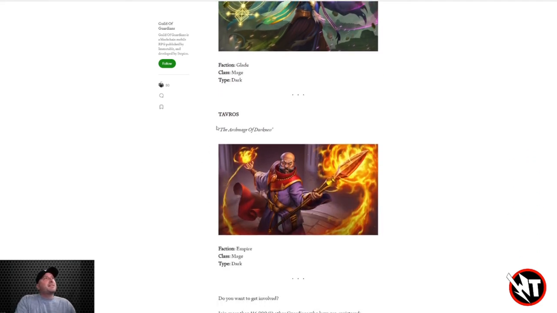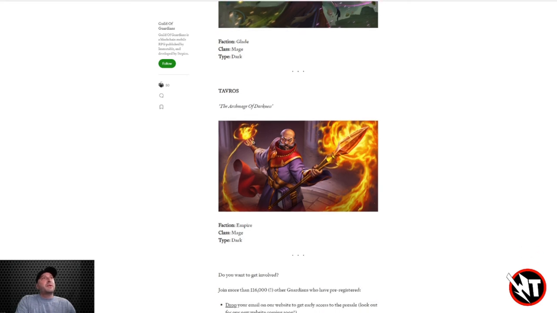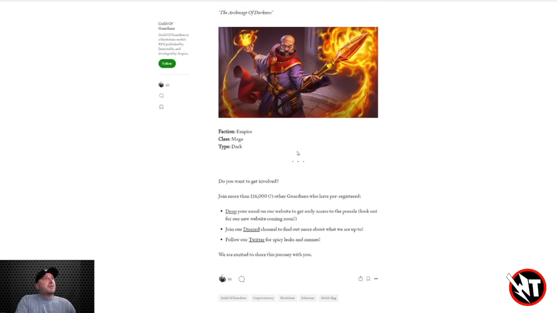And last but not least, Tavros, the Archmage of Darkness. We saw a leak of this, but it wasn't real clear in the picture. Now it is. I was going to say fire, but no. It's type dark, class mage, faction Empire. Got a cool little crystal at the top of his staff. Dual wielding, so to speak. You want to get involved?